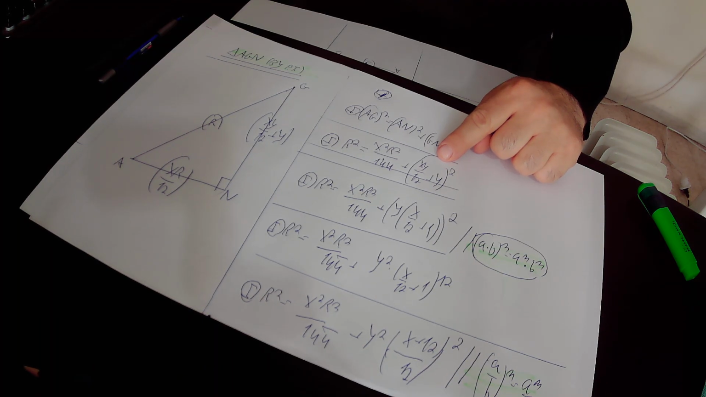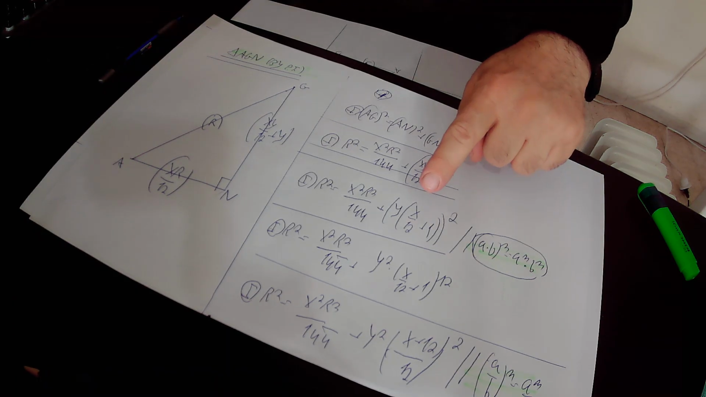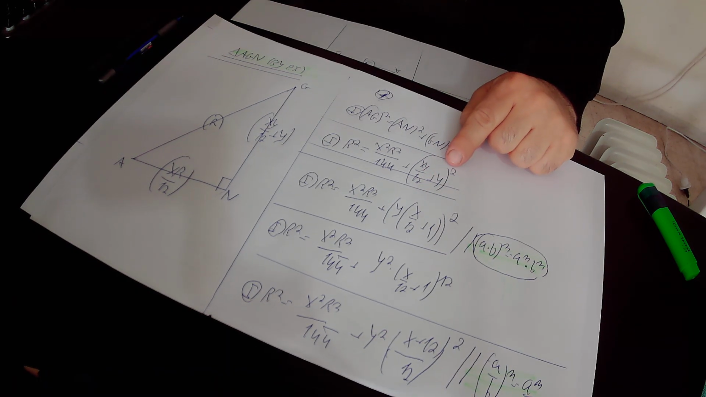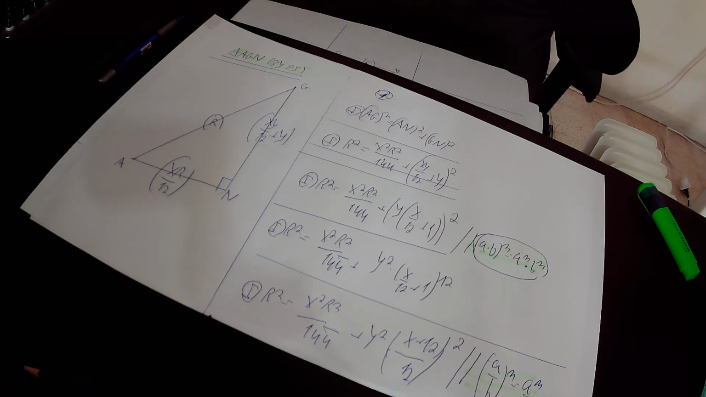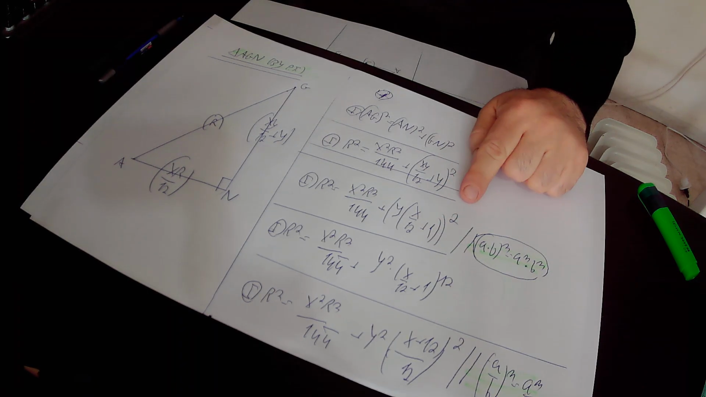So what is left from xy over 12, after we took y as a common factor, is actually x over 12. And here we have y. What is left from y after we took y as a common factor is actually 1, and all squared.